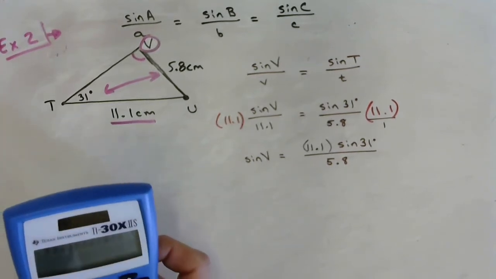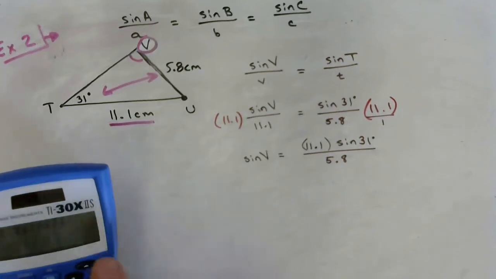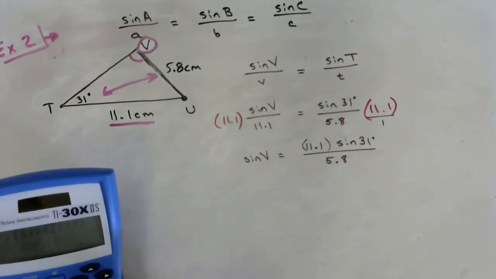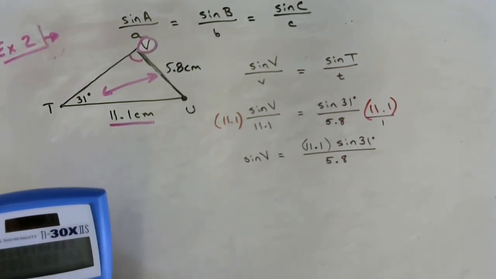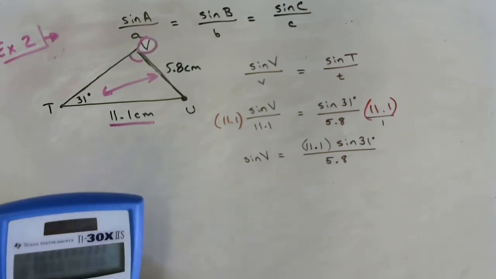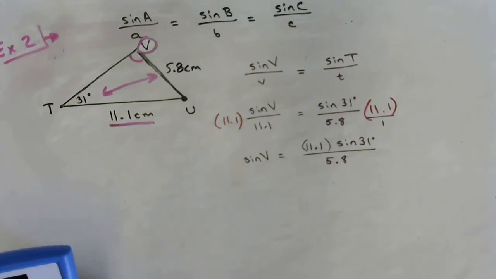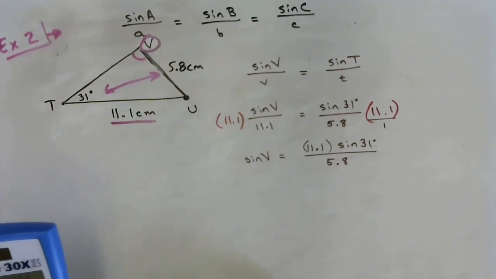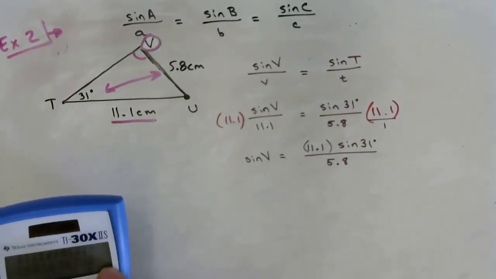11.1 sine 31. Close that bracket, the little one right there at the end of the 31. Divide by 5.8, enter. I get 0.985676316. Now I'm looking at this, I'm saying, oh, that's not an angle. That'd be a tiny little angle, and it's actually quite a large angle. It's pretty close to 90 degrees. Yeah, so I actually need to just leave this answer in there. I'm not even going to do this.